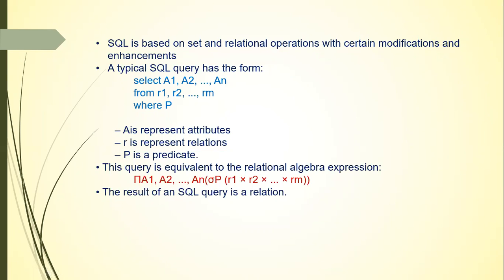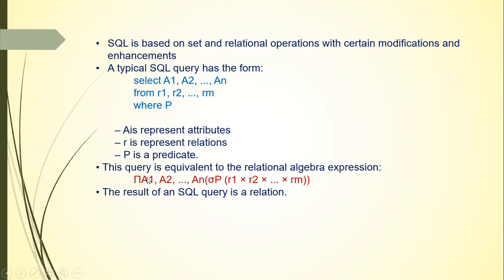For this purpose, we need to represent the cross product of all these relations, and from this cross product, we get some of these attributes with the help of this select query. Here, P is nothing but the predicate which has the condition. According to the result of the condition, we have to retrieve that number of attributes from A1 to AN.